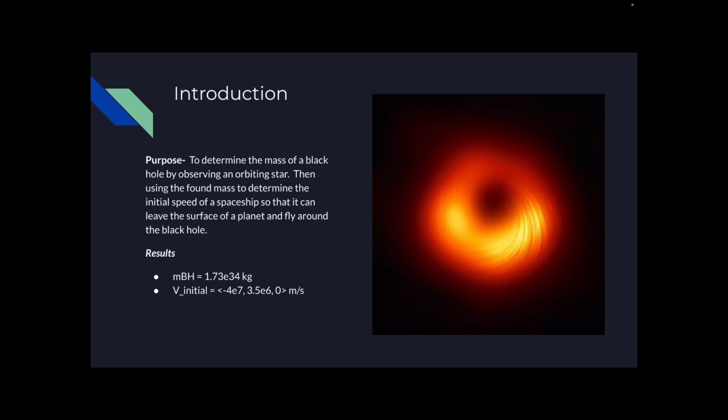The results we get from this lab are the mass of the black hole, which is 1.73 times 10 to the 34th kilograms, and the initial speed of the spaceship, which is -4 times 10 to the 7th meters per second in the x direction, and 3.5 times 10 to the 6th in the y direction.